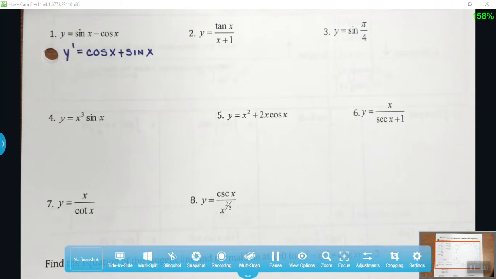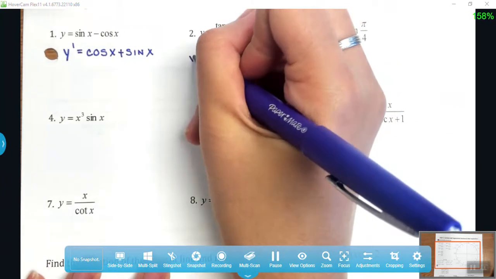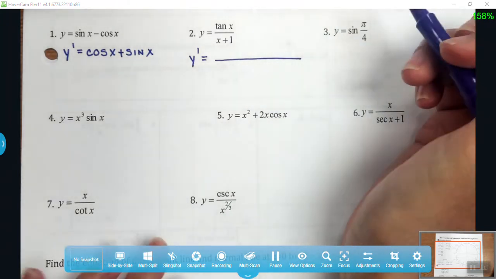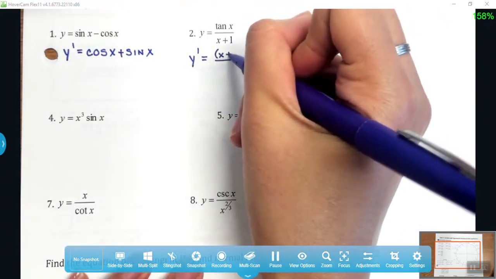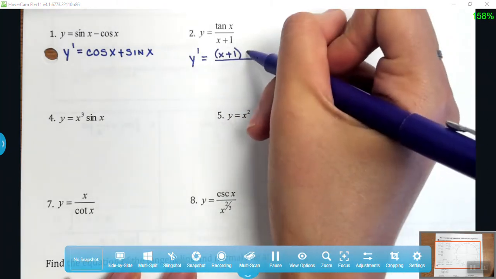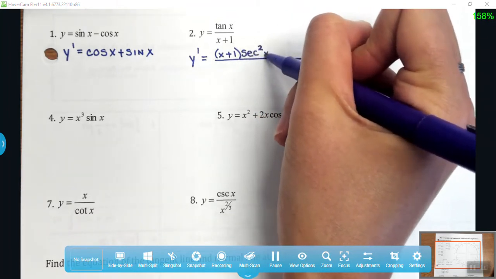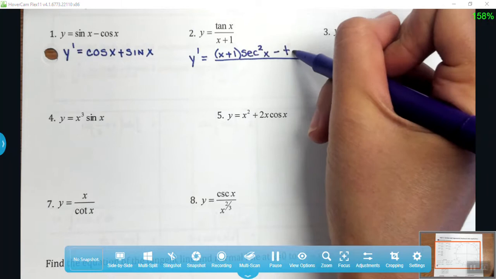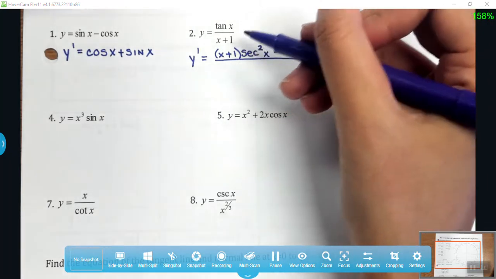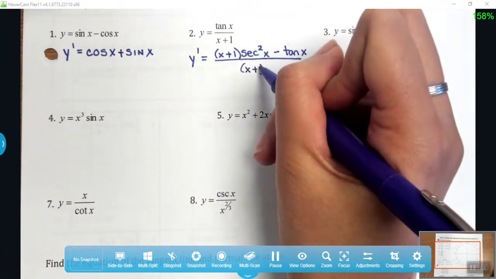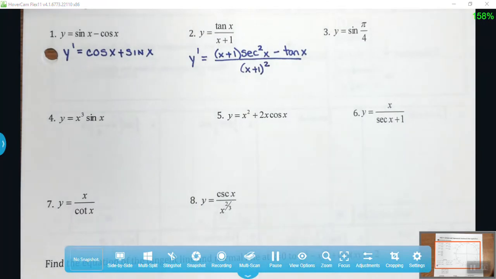For number 2, what do I have to do? Quotient rule. Okay, so what did you start with? x plus 1 squared. x plus 1, on the bottom. Derivative of tangent, secant squared, times x plus 1, minus tangent x. Derivative of x plus 1 is just 1, so I won't write it. All over x plus 1 squared. Cool. Number 3. What is my y prime?